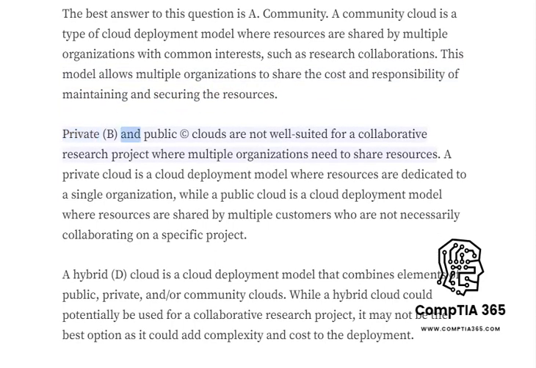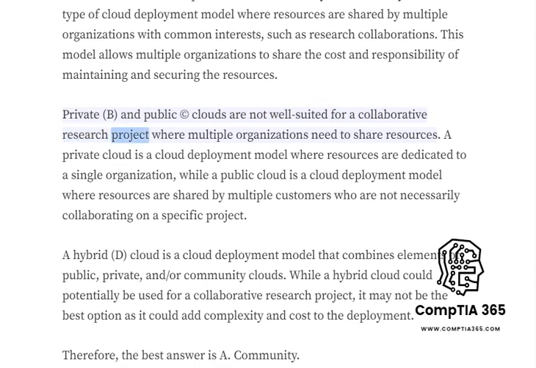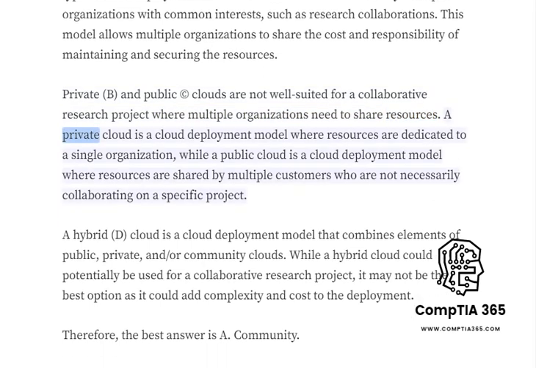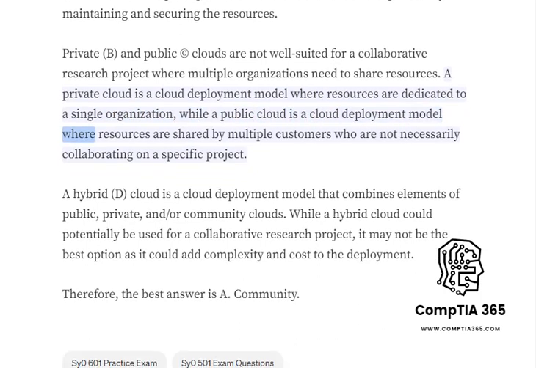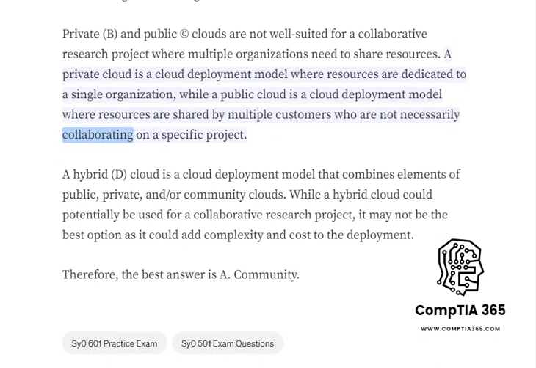Private, B, and public, C, clouds are not well suited for a collaborative research project where multiple organizations need to share resources. A private cloud is a cloud deployment model where resources are dedicated to a single organization, while a public cloud is a cloud deployment model where resources are shared by multiple customers who are not necessarily collaborating on a specific project.